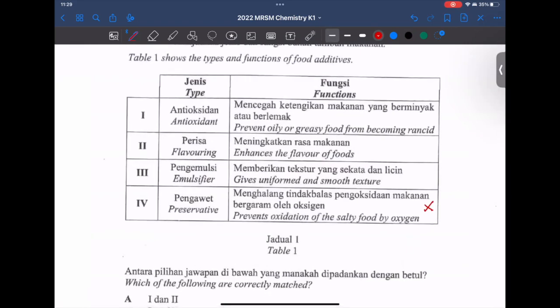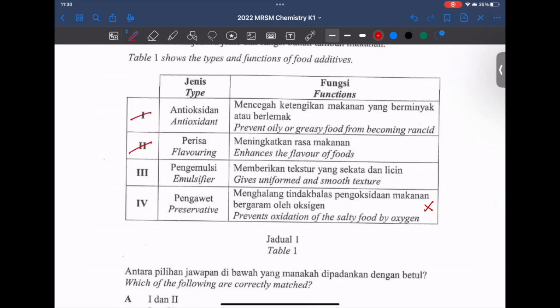Emulsifier is actually to combine the texture of two different things. As in, you want to mix two different substances which are usually not soluble in each other. So the emulsifier allows it to become smaller in fragments and then combine together in a way. That is the main idea of it. But it doesn't actually give you a uniform and smooth texture. That's more like a stabilizer kind of function. So therefore, I'll say number 1 and 2 is correct, but 3 and 4 is wrong.